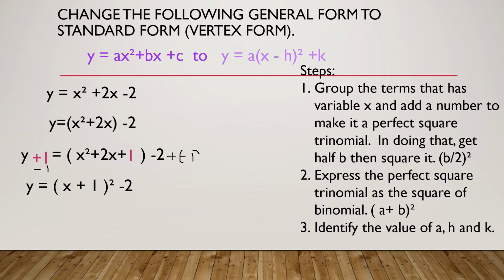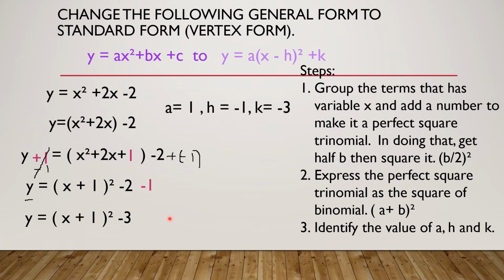Okay. Now, what would be here? That would be equal to 0. So that's why we have y. And then here, negative 2 plus negative 1, that is now negative 3. Okay. So now, this is the standard form of the quadratic function y is equal to x squared plus 2x minus 2. That is y is equal to the quantity x plus 1 squared minus 3.